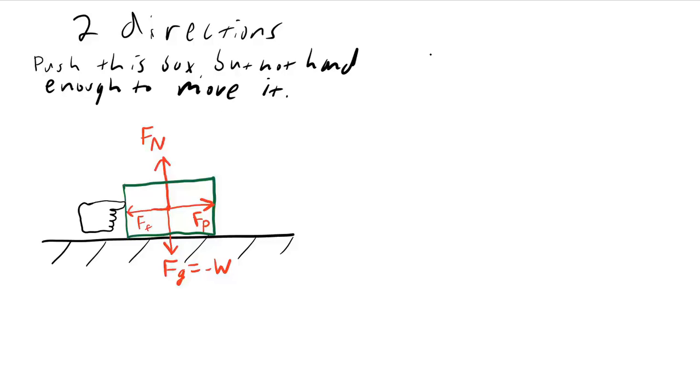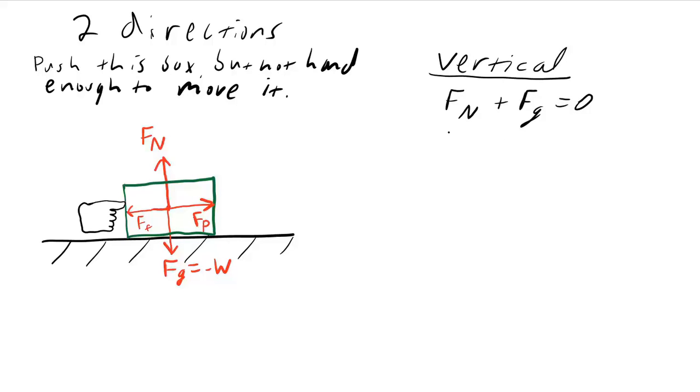Two directions means there's a vertical and a horizontal. It's not always vertical and horizontal, by the way. What do we have in the vertical? Normal and gravity. And they have to add to 0. I might go ahead and fill this in a little bit. Gravity is minus the weight. And once we know what the weight is, we can figure that out. Let's give it a weight.